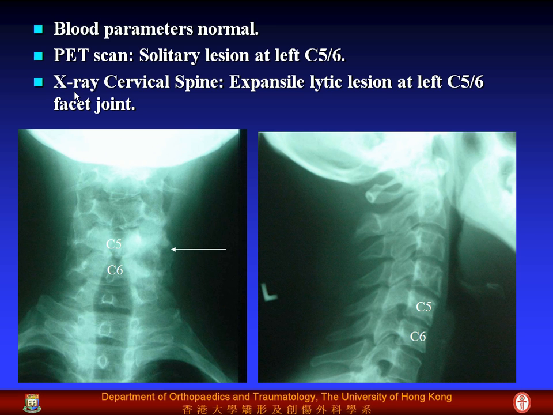Blood parameters normal. A PET scan was done by a referring doctor before it was sent to us, and the patient has a solitary lesion at the C5-6 area, and the X-ray of the C-spine shows an expansile lytic lesion on the left side of the C5 and 6 facet joint. It appears to be affecting the C6 posterior element, possibly also involving the C5.